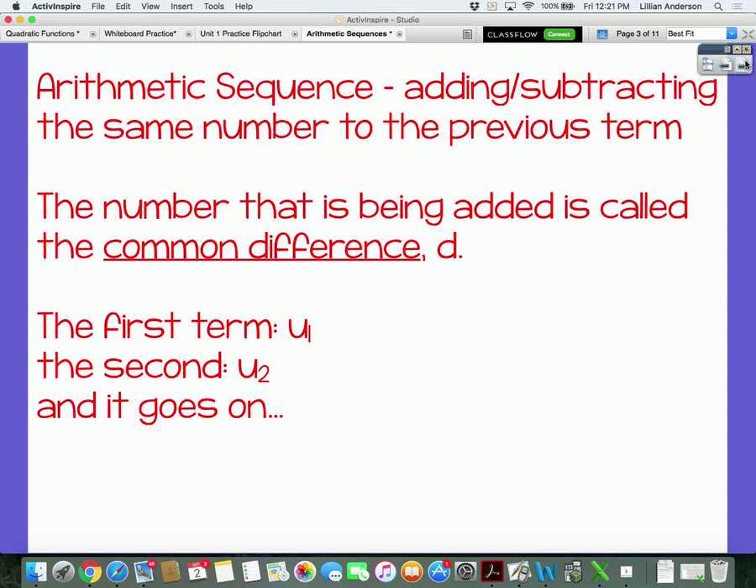Terminology wise, your first term in a sequence is represented by U1, the second is U2, and so on and so forth. They could ask you in words what is the first term, or they could just say find U1. You need to recognize that that means the first term. Questions up to here?